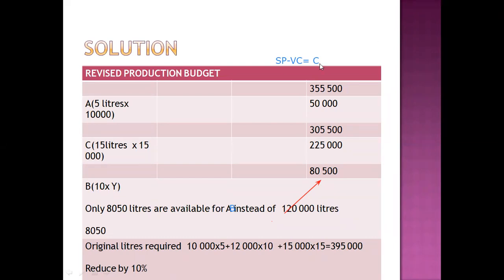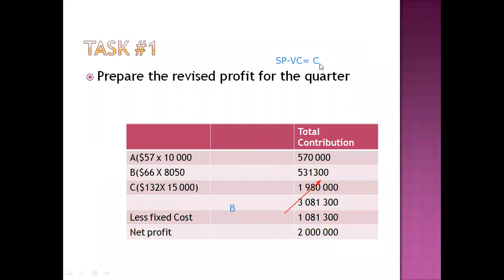Okay, let me show you the net profit for the year. All right, let me erase this again for you. Okay, right. Then we are saying we are required to prepare a revised profit for the quarter. Revised profit is very simple. You take your contribution per unit, you multiply by the output, contribution per unit, multiply by output. But where did we get this contribution per unit?